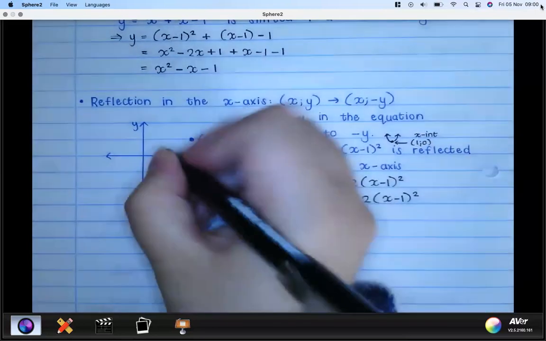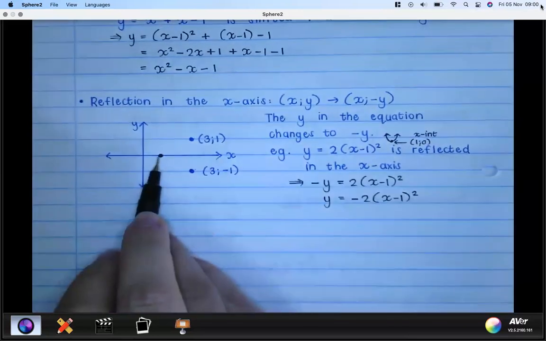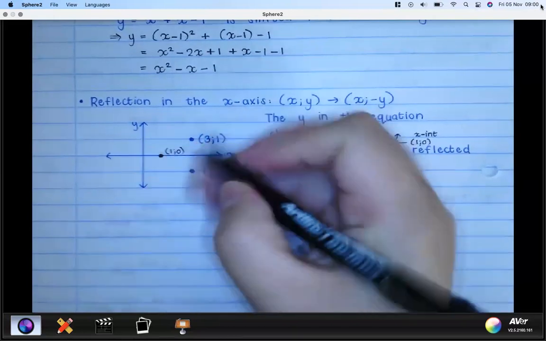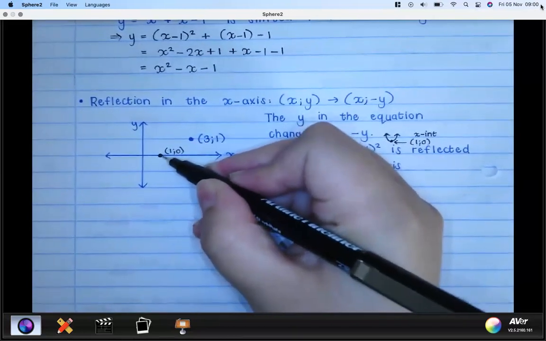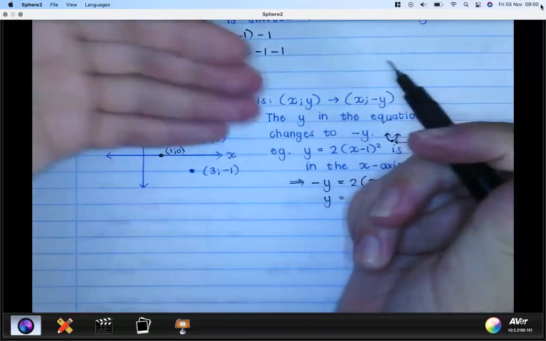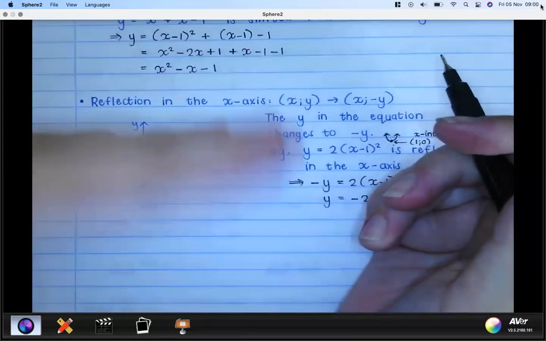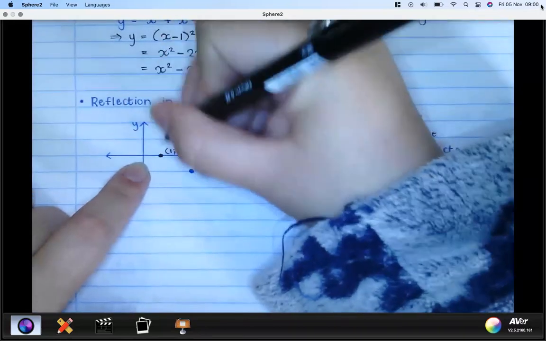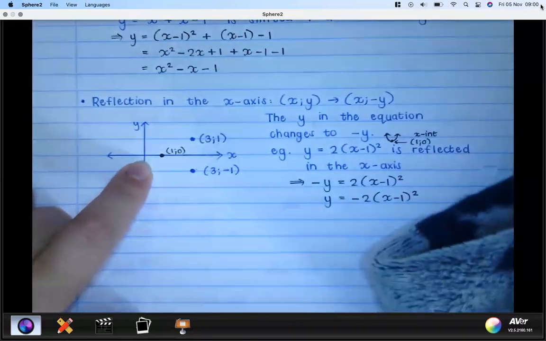So if you have a point, let me show you here. If you have this point 1, 0, and you now reflect this point in the x-axis, it's on the x-axis, so it's going to stay that point. All right, you can't flip that point over the axis if it is already on the axis. So that point will stay. So we have this parabola. Just see if you can visualize it there.